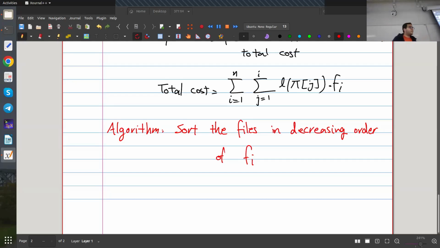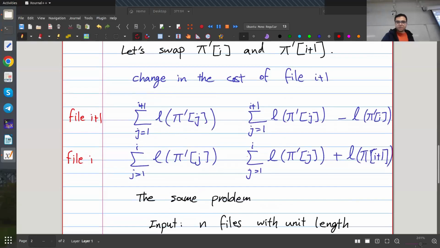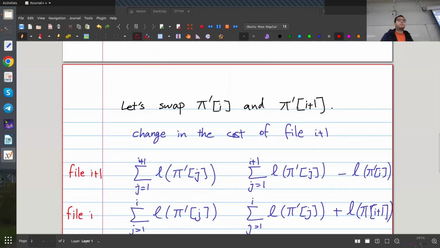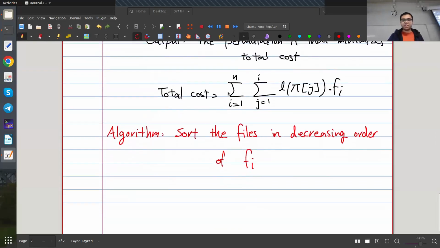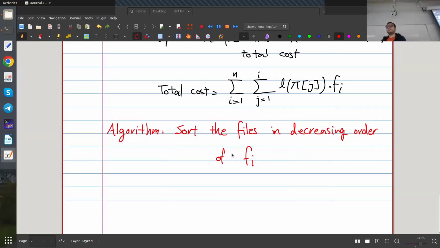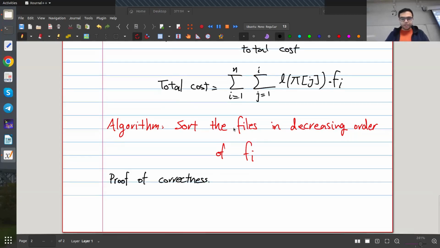Suppose someone else gives me a different permutation and claims that this other permutation is optimal. So someone else has the permutation P prime. My algorithm gave the permutation P, which basically sorted the files based on their frequency going down, right? I just have to argue that my permutation is better. Proof of correctness. I'm not going to write everything that I wrote for the last one. I'm just going to write the things that are different. So someone has given me P prime.